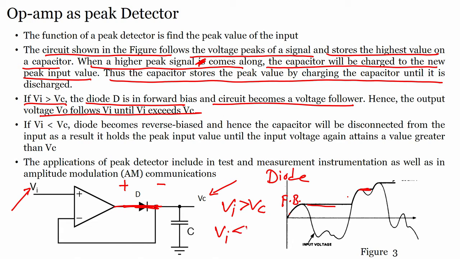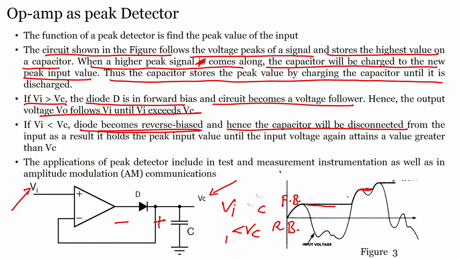Vi is less than Vc. In this case, my diode will be reverse biased, right, because the voltage at the anode is less than the voltage at the cathode. That means my diode becomes reverse biased, and hence the capacitor will be disconnected, as if the circuit is open.